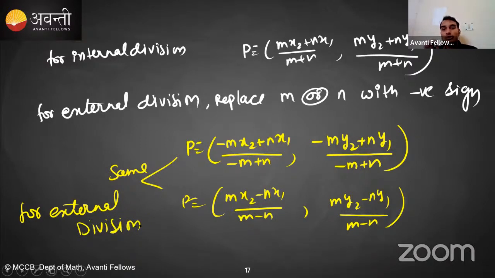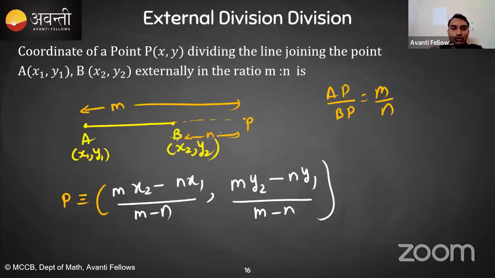But the thing that you have to note here is you should not get confused about which coordinate gets multiplied with m and which coordinate gets multiplied with n. You should never be confused. I have told you clearly.